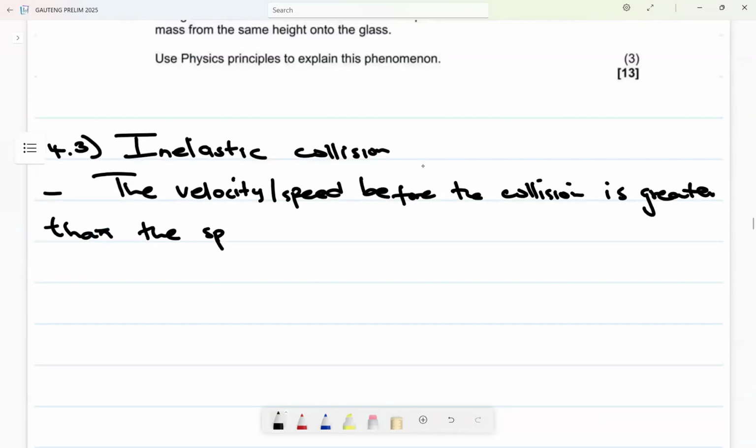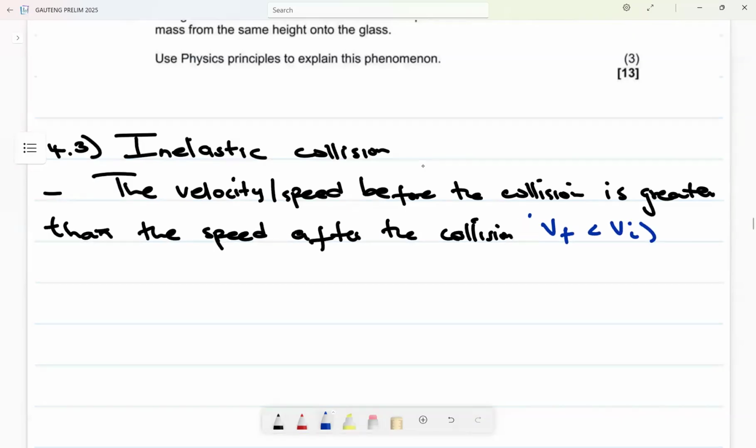Than the speed after the collision. Or what you can say in simple terms is that V final is less than V initial. Okay, so it tells you that there was a velocity change. Okay, there was a loss of velocity.